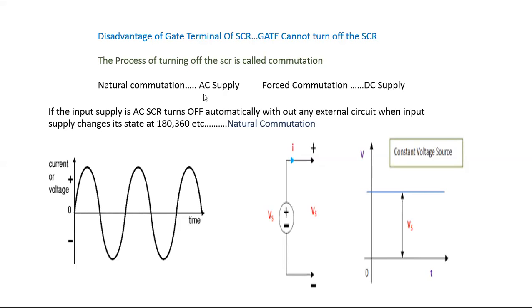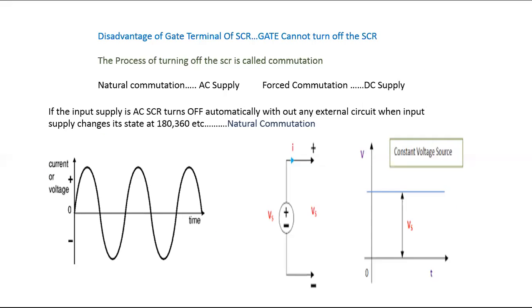It is natural commutation. If the SCR is turned off with the help of an external circuit, then that type of commutation is called forced commutation. We come across forced commutation when the supply is DC. You can see here a DC source. DC cannot change, it is a constant source. Once it is 5 volts, it will stay 5 volts. So how do we turn off the SCR? Since the supply will be constant, we design a new type of circuit called the commutation circuit. These circuits contain an inductor and a capacitor, and they are used to turn off the SCR.